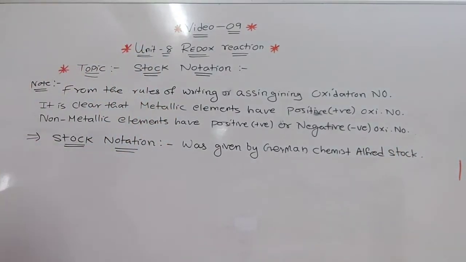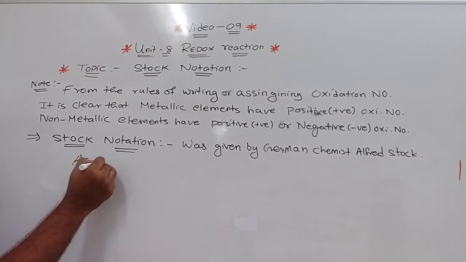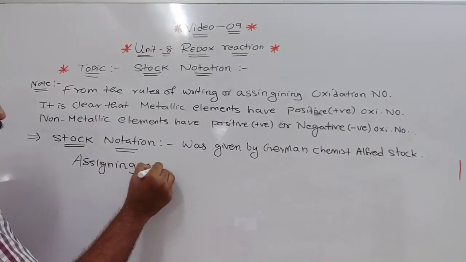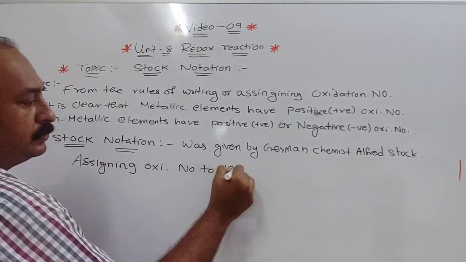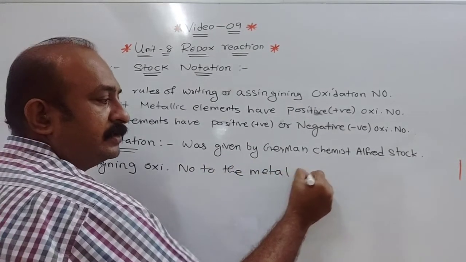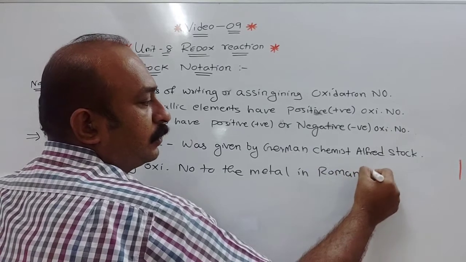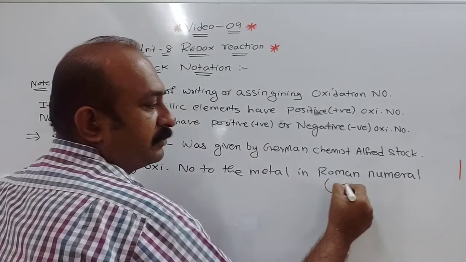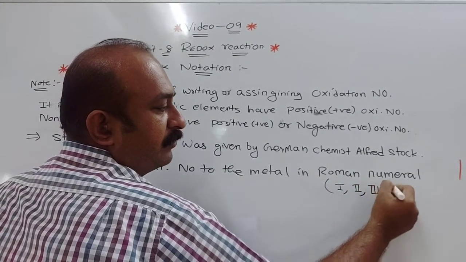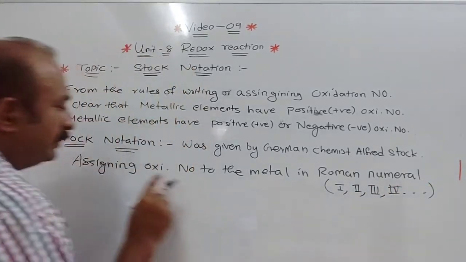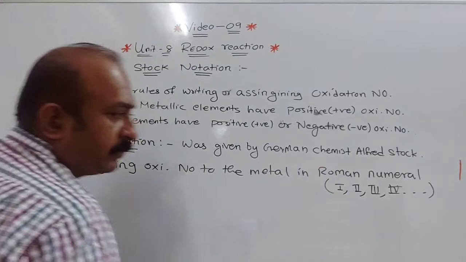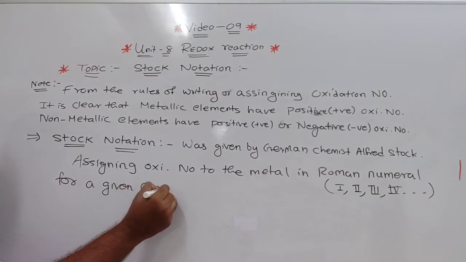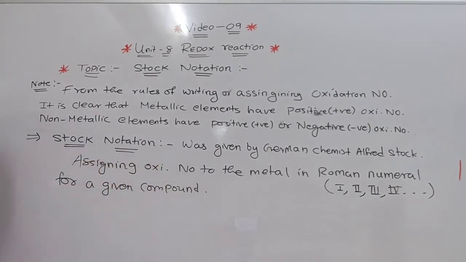Now what is Stock notation? It is assigning the oxidation number to the metal in Roman numeral. Roman numeral, you know, we were writing Roman 1, 2, 3, 4. These all are Roman numerals. So, assigning oxidation number to the metal in Roman numeral for a given compound. Clear? Now, for this we will see one example.